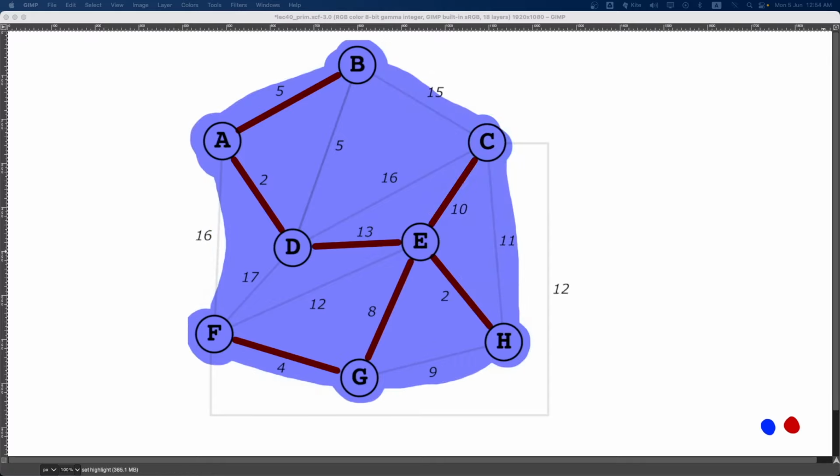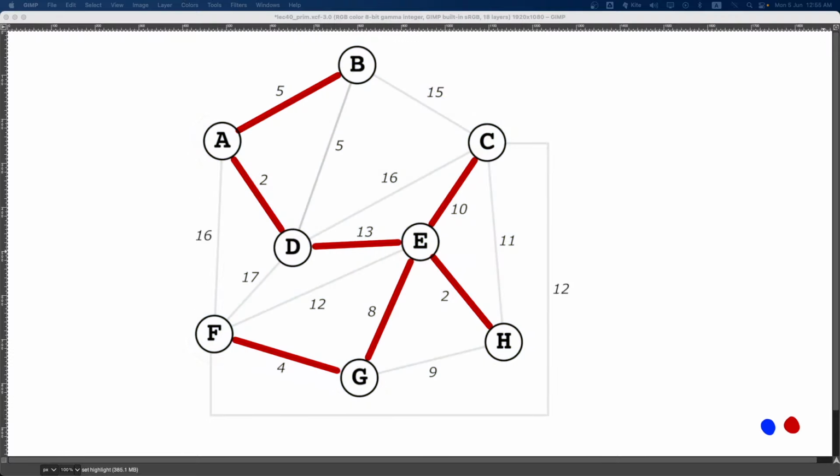At this point, all of the vertices have been included in the left partition and the right partition is completely empty. Our algorithm stops here and we have found our minimum spanning tree. And this was Prim's algorithm for finding the minimum spanning tree.